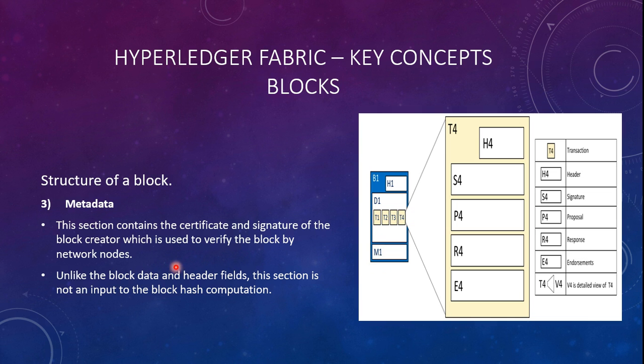Unlike the block data and header fields, this section is not an input to the block hash computation. So this metadata is not an input to the block hash computation. It only contains the certificate and signature of the block creator. So this is the structure of a block.